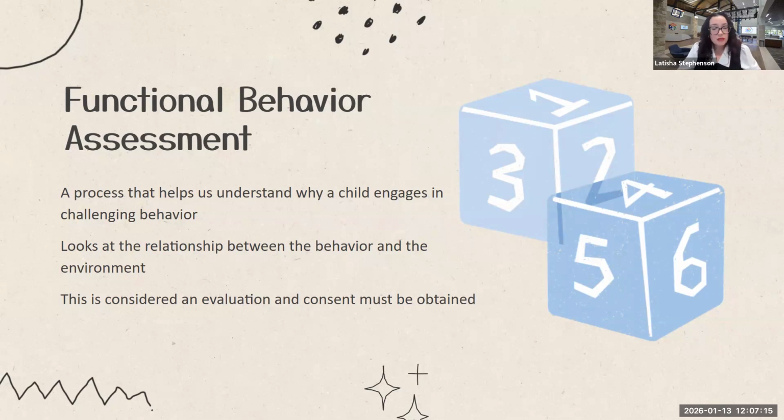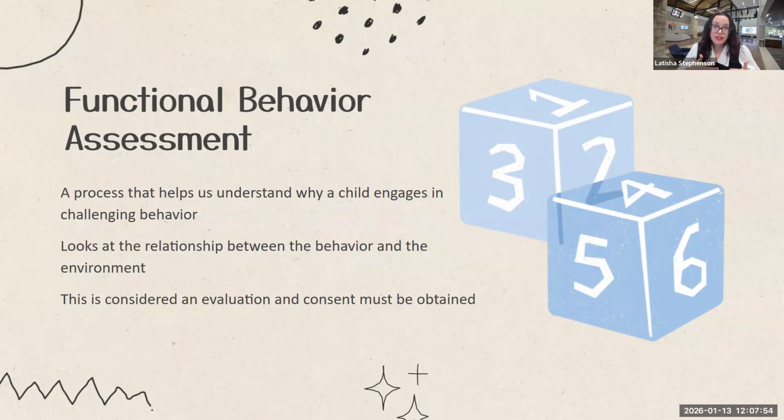Oftentimes, they can be pretty challenging behaviors. And so we have tried other interventions and strategies, and they haven't really addressed the behavior like we would expect or would hope. And so our next line of defense is to complete a functional behavioral assessment. This is a deeper dive into looking at the behavior, looking at the environment, looking at the situations surrounding the behaviors to figure out why is our student engaging in that behavior and how can we prevent that behavior from happening again, which can include accommodations.